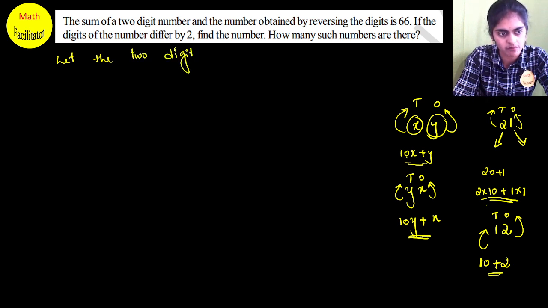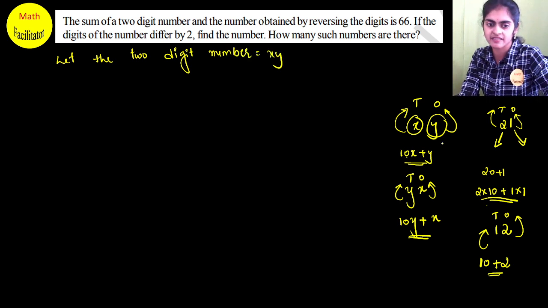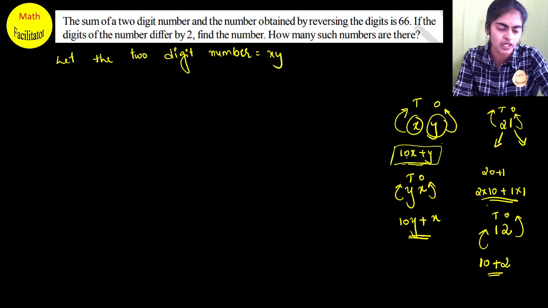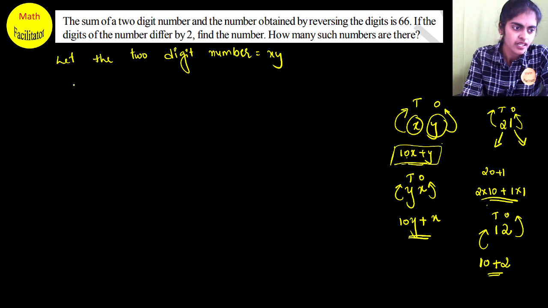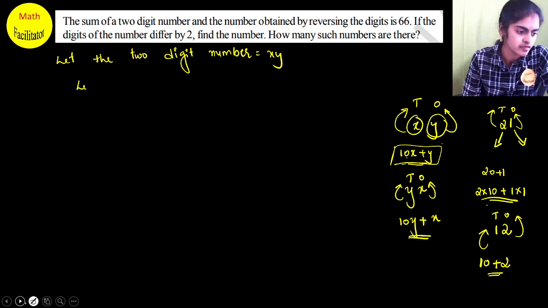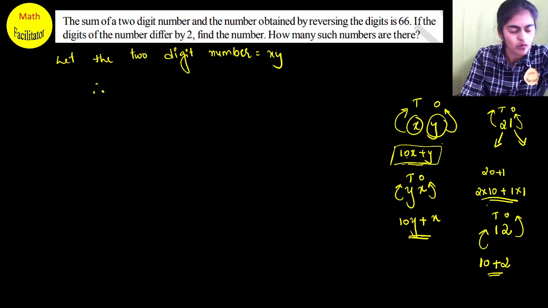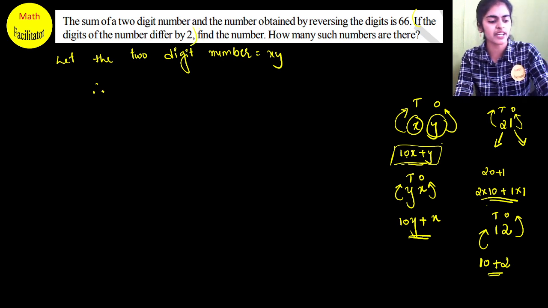Let the two-digit number I have taken be xy, where x is a digit, y is a digit. The value of xy is 10x plus y. I told you how we got this. Now, when the number is xy, what is the condition given to us? If the digits differ by 2.